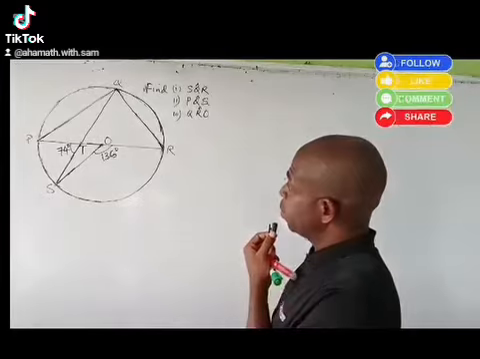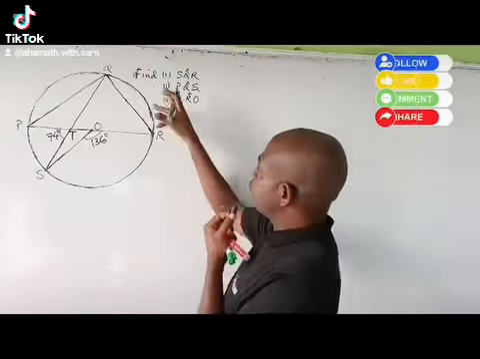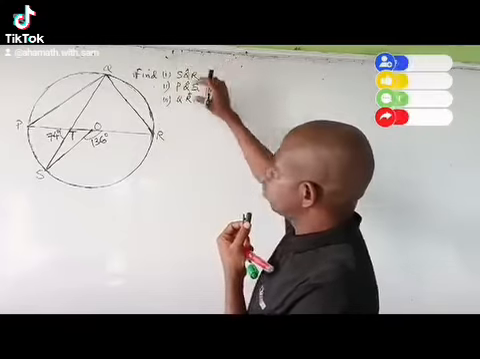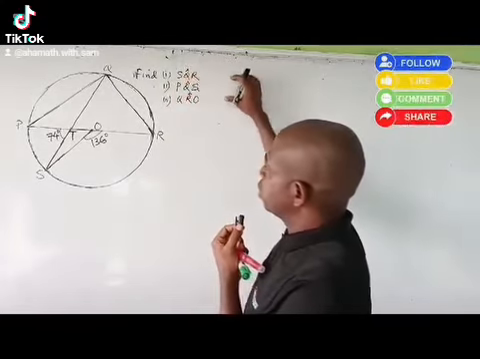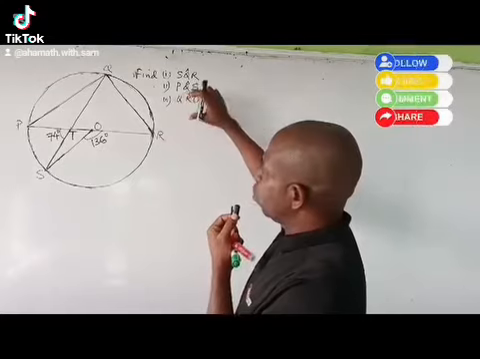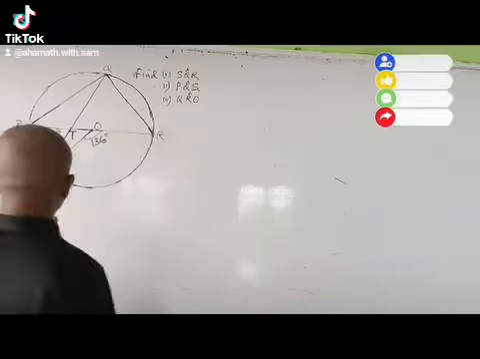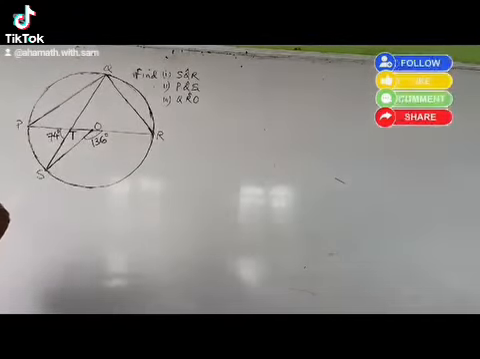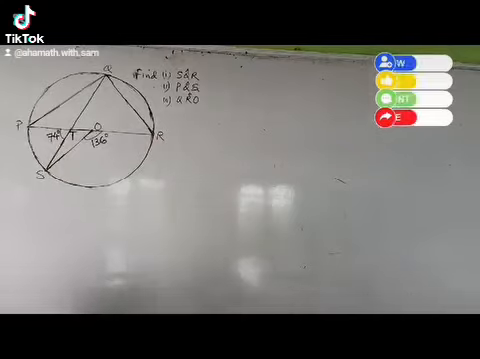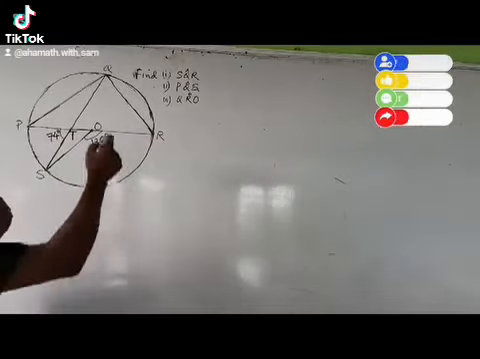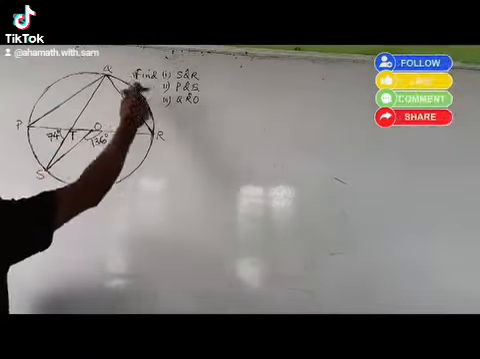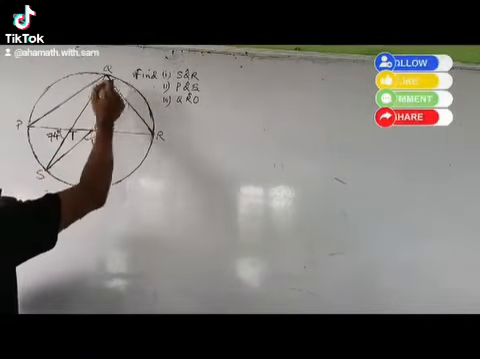Let me show you how to solve the circle geometry problem we have on the board right here. The question says find number one, angle SQR, number two, angle PQS, and number three, angle QRO. Now let's start with the first one. We are to find this angle SQR, this angle right here.